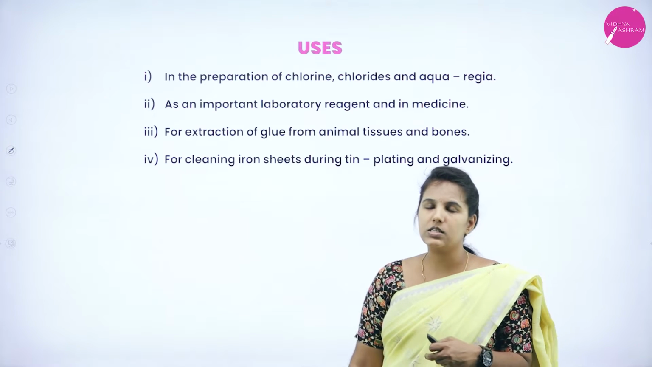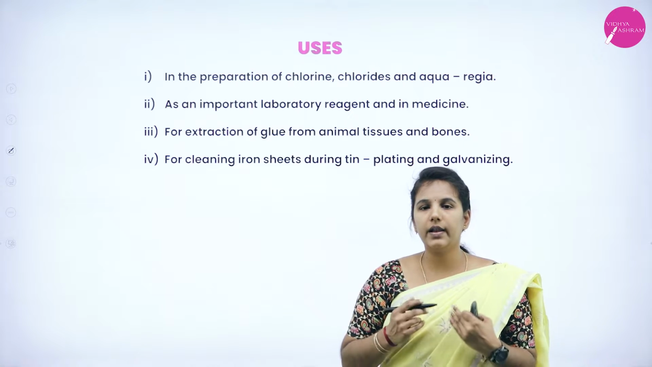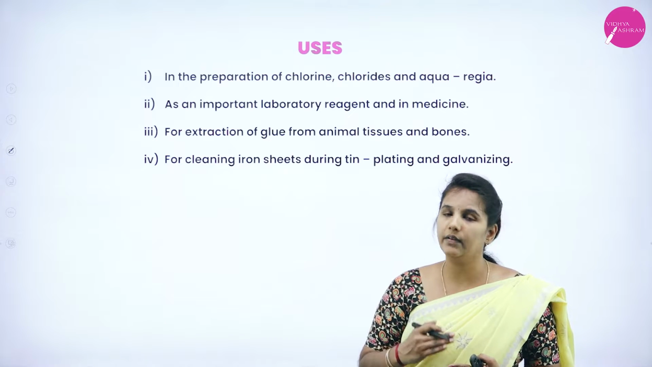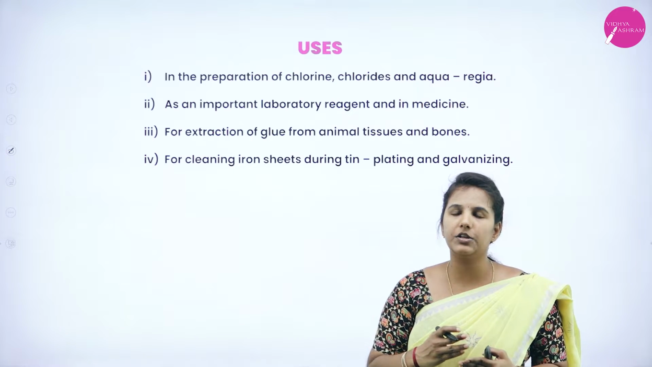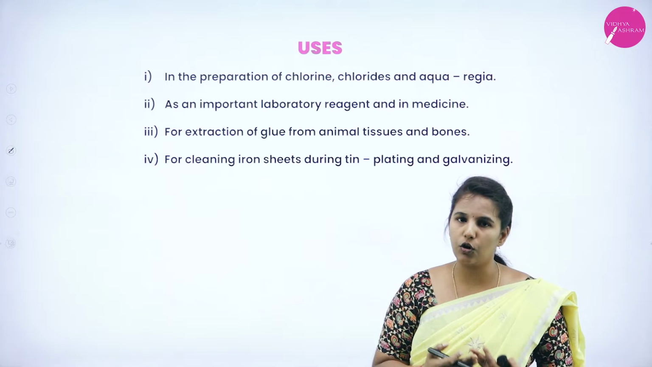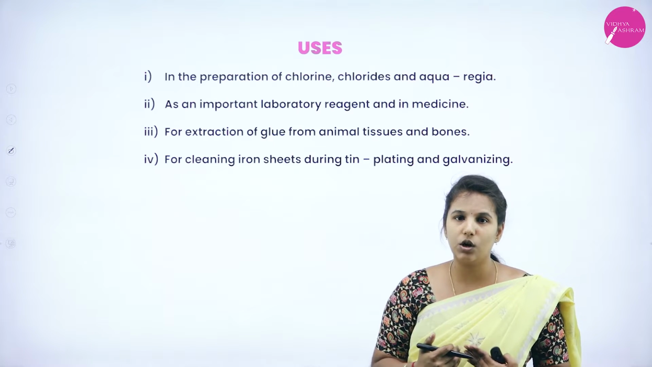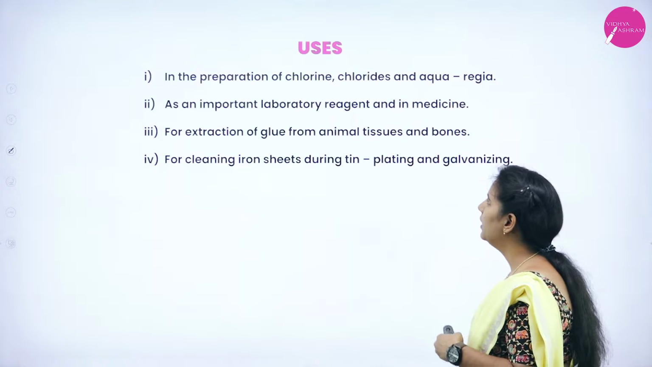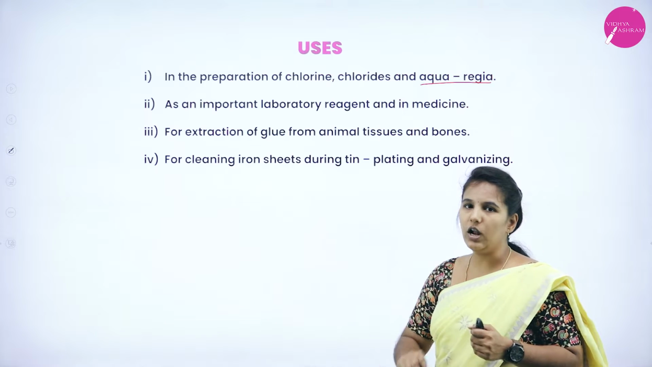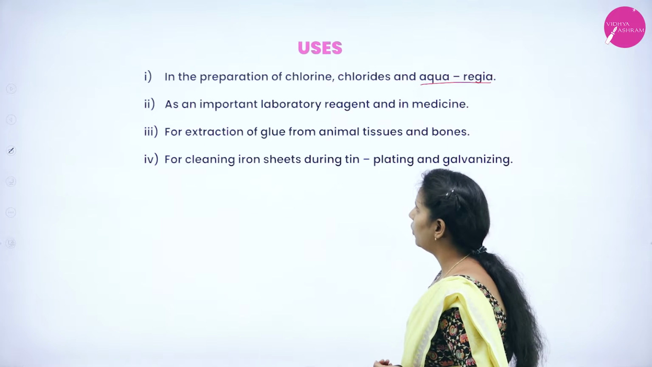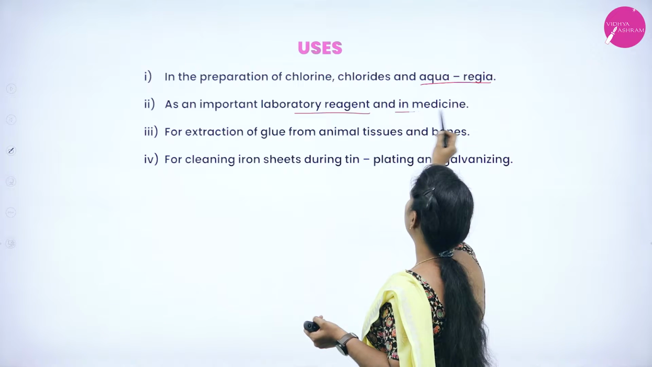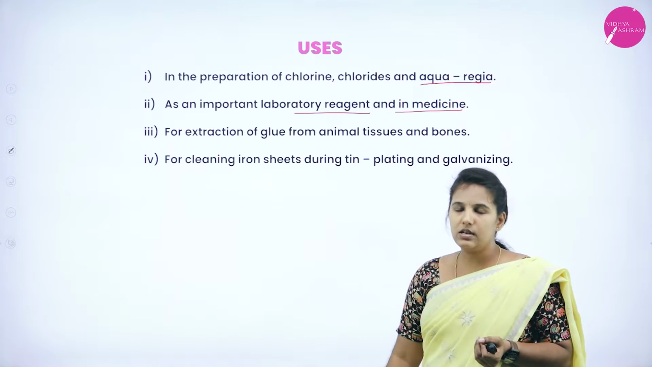Next are the uses of hydrochloric acid. Already I have explained that hydrochloric acid is one of the important laboratory reagents, and one of its main applications is aqua regia, also known as royal water, which is mainly used to dissolve the noble metals. HCl is also used in the preparation of chlorine and chlorides. It is an important laboratory reagent, and is used in the medicinal field as well.